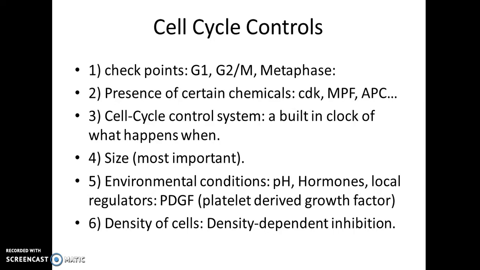And the density of cells, which is density-dependent inhibition. Usually, if a cell is bonded or surrounded by other cells, it will not divide because the area is already dense enough. However, cancer cells have that removed. They do not have the density-dependent inhibition, and they will continue to divide over and over and over again. So those are the cell cycle controls.